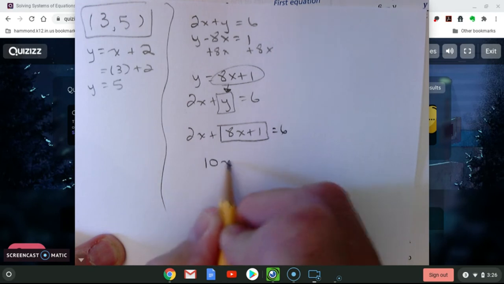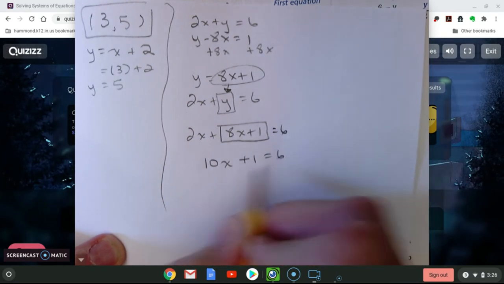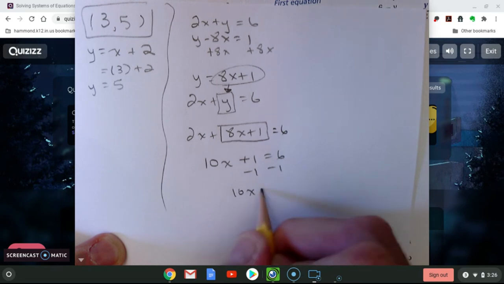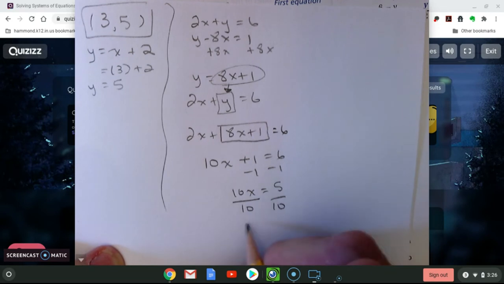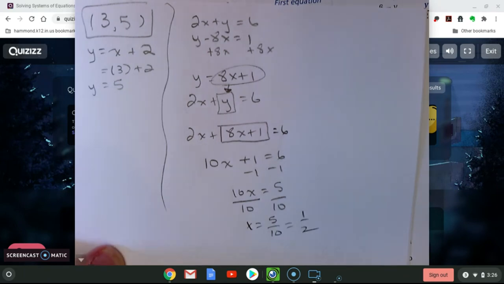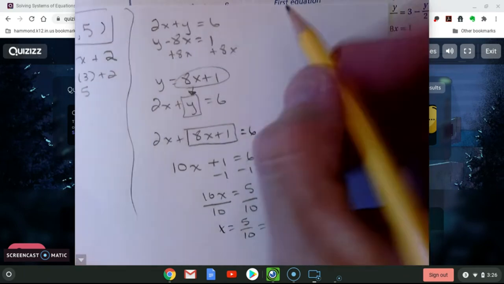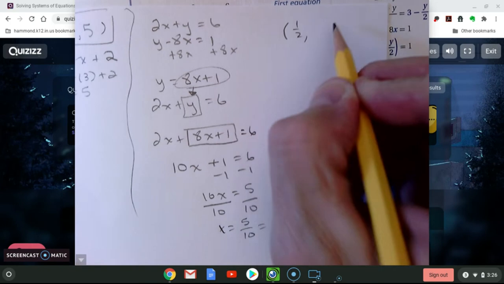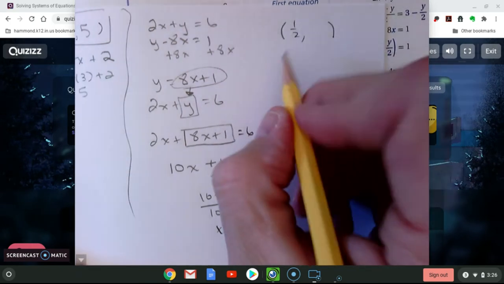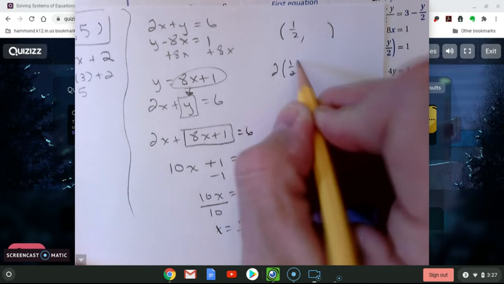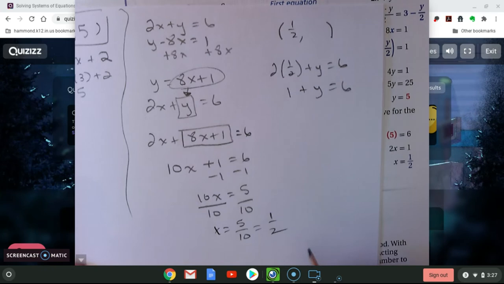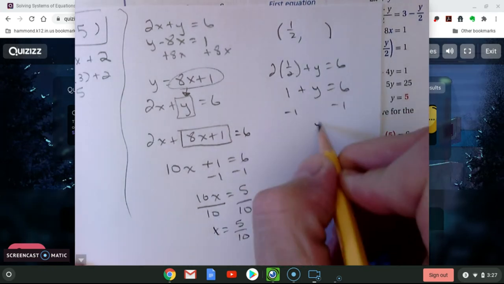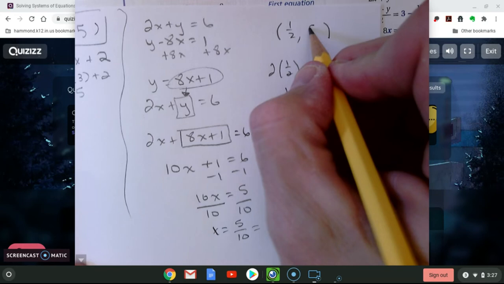So let's take a look at how that would go. So 10x plus 1 equals 6. When we subtract 1 from each side, 10x equals 5. And so x equals 5/10 or 1/2. So again, reminding ourselves that our solution is going to be an ordered pair. I just substitute my x into one of my original equations.